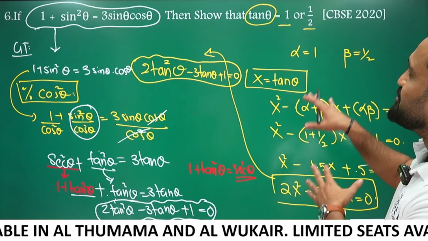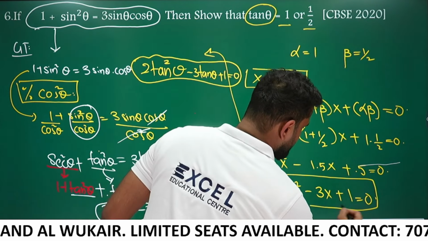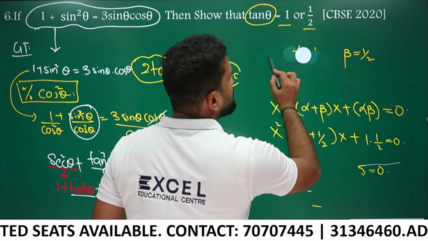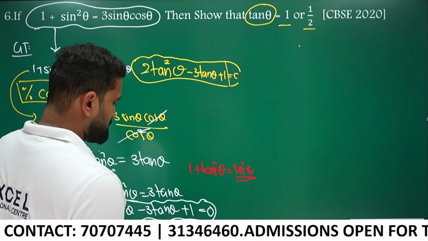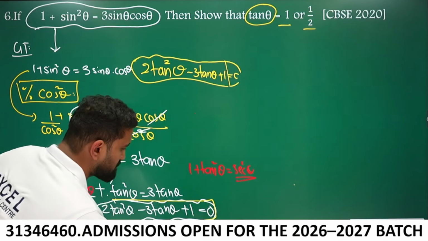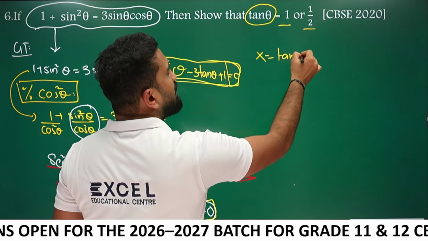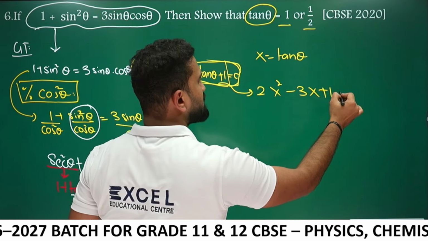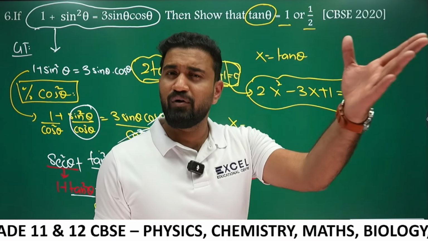Okay, so you need to modify the way how we explain here. So how will we explain this thing? We got something like this. Okay, something like this. Okay, if you're putting x is equal to tan theta, the entire expression will be modified back to what? 2x square minus 3x plus 1 is equal to 0. Then you can find the value of x by using quadratic formula. Please tell me what is quadratic formula.